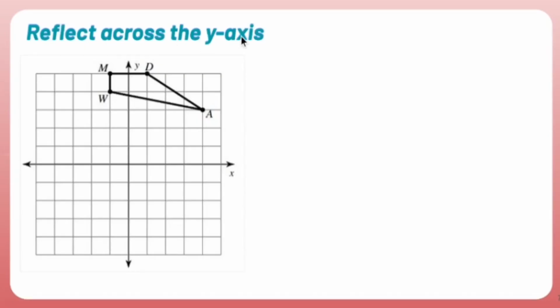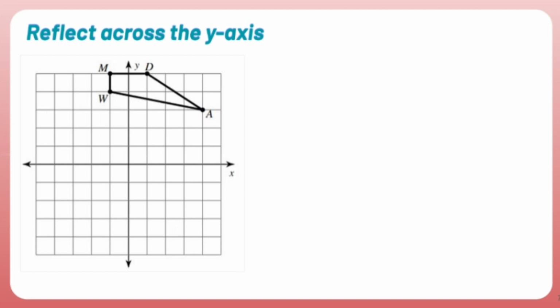Reflect across the y-axis. My y-axis is right here. So what's going to happen with this picture is I'm going to reflect inside of a mirror. Basically, whatever shows up over here is going to be opposite over here, and whatever shows up on the left is going to be opposite over here. So there's going to be a little bit of sloppiness, but that's okay.